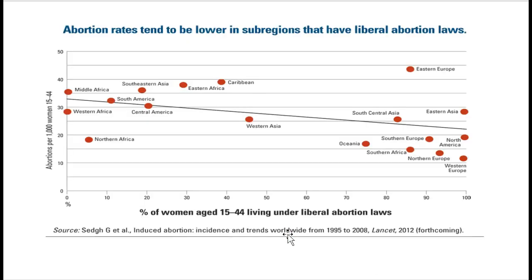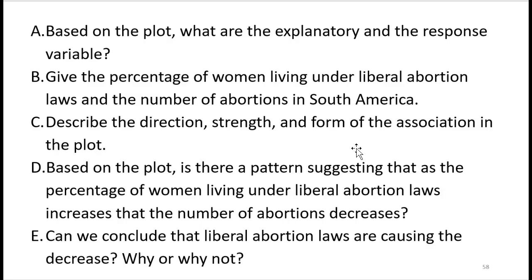Below is a scatter plot which displays the number of abortions performed per 1,000 women versus the percentage of women in a country who live under liberal abortion laws. For example, find the point representing Oceania. Notice that this point is right here. In Oceania, about 75% of the women live under liberal abortion laws, and there are about 15 abortions per 1,000 women. Take a moment, pause the video, and see if you can answer these 5 questions. When you come back, we'll look at the answers together.